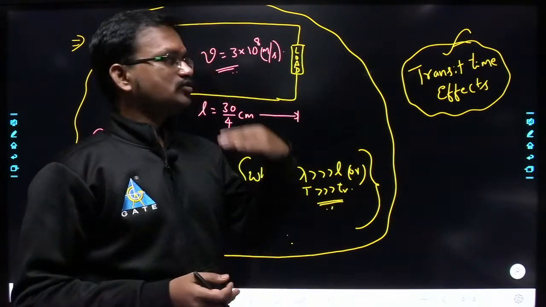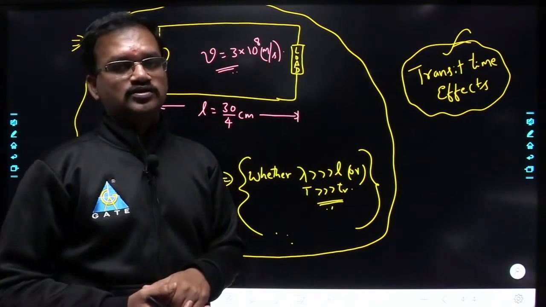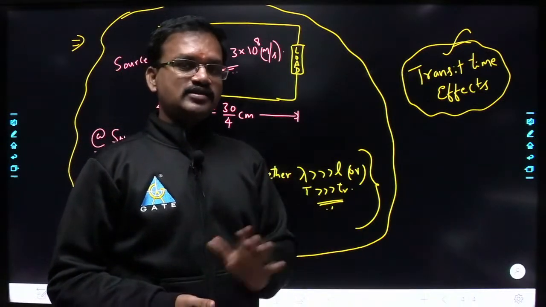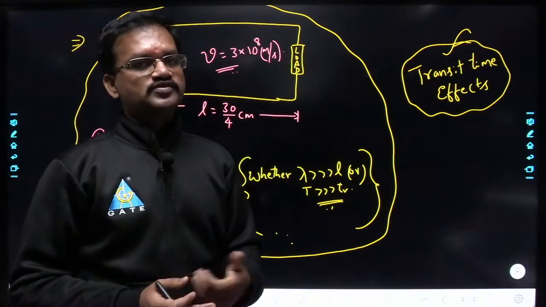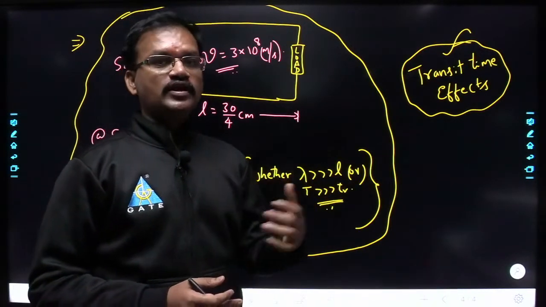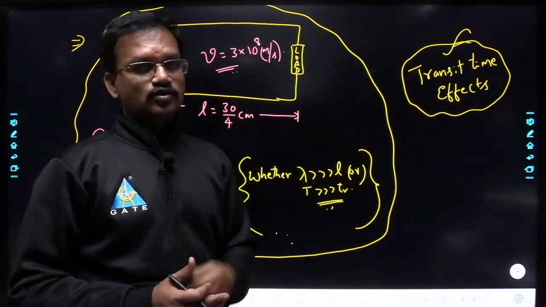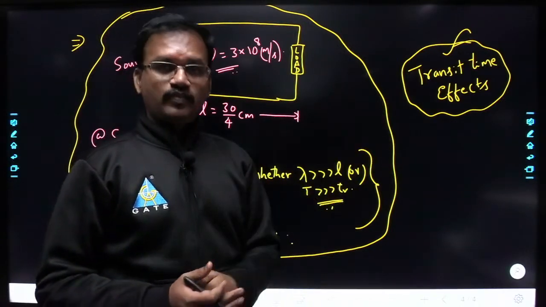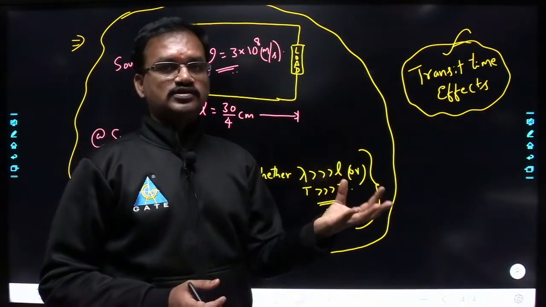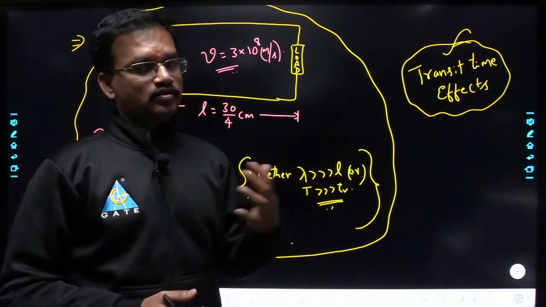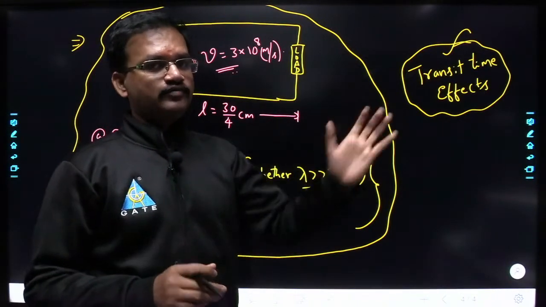Once you enter into high frequencies, such that the TR by T ratio or L by lambda ratio becomes significant, the change in phase shift over the length L, that is beta L, becomes significant. In this case, the voltages and currents become functions of both space as well as time. So the transit time effects come into play and you should not ignore them. Once voltages and currents become functions of both space and time, you cannot apply KVL and KCL, and hence network theory is ruled out at high frequencies.